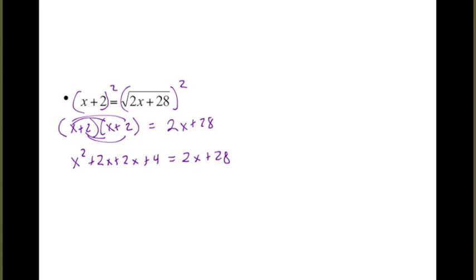We end up with a quadratic, so we want everything on one side. So I'm going to subtract 2x and subtract 28 from both sides. So there's just a 0 left on the right. And on the left, x squared plus 2x minus 24.